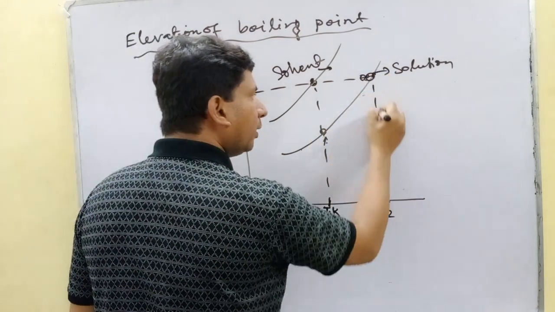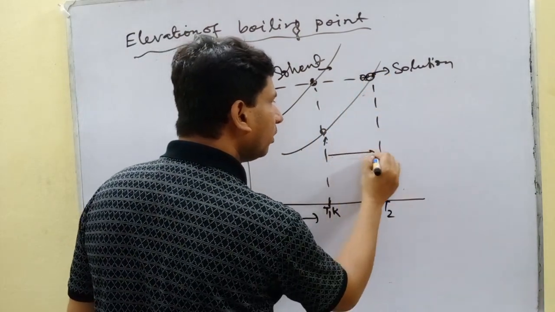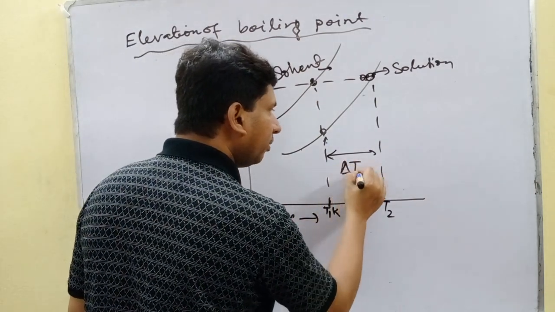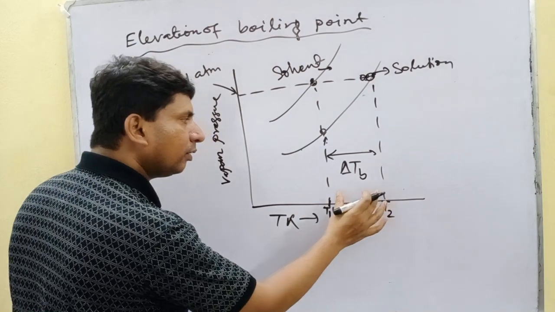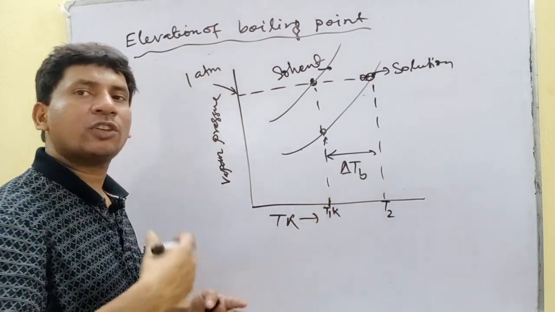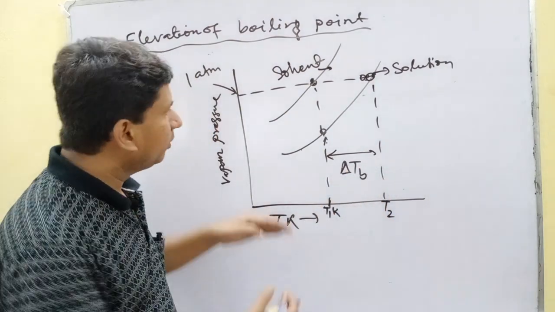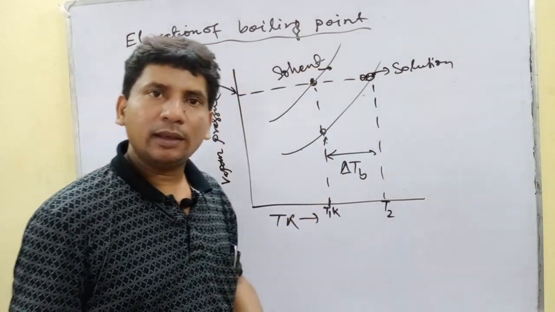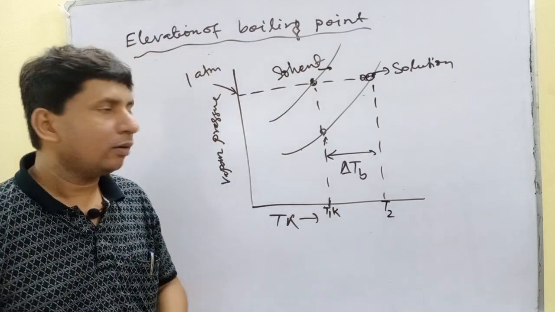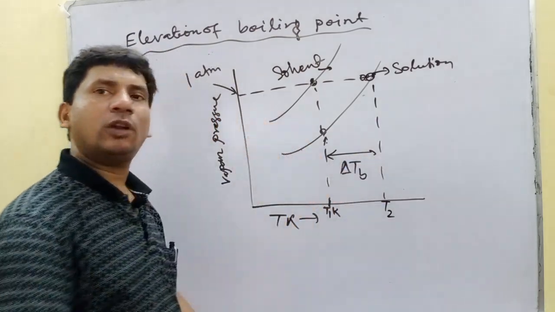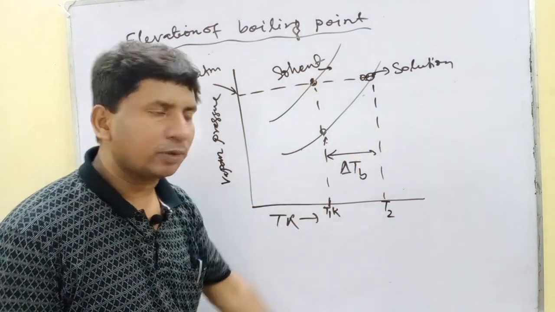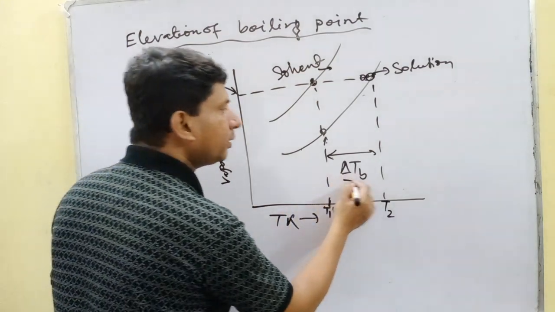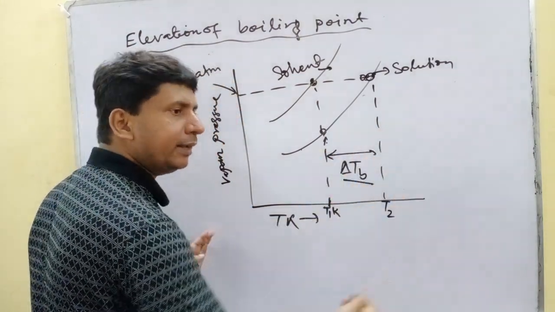So there is a difference between the two temperatures. This is actually delta T B, since the difference of this temperature is the boiling point difference. This is a boiling point, this is also a boiling point. So T2 minus T1 is the difference of boiling point from solution to pure solvent. This is for pure solvent, this is for solution. Hence, this delta TB actually increases.